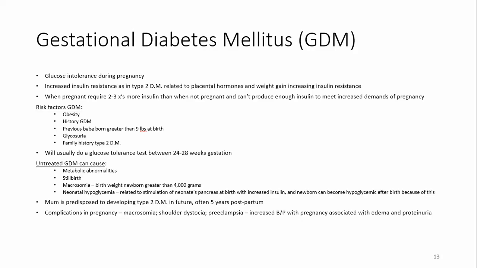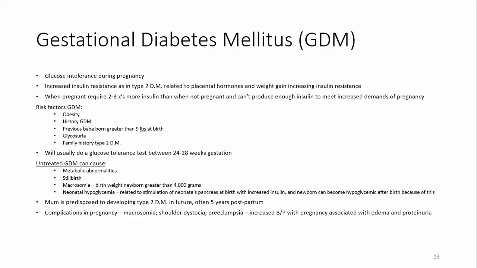Now, another type of diabetes is something called gestational diabetes. And gestational diabetes happens during pregnancy. So it's a glucose intolerance during pregnancy. There's an increased insulin resistance, and it's got to do with weight gain, and it's got to do with placental hormones and a few other things. And when you're pregnant, the body requires 2 to 3 times more insulin than when not pregnant because of the demands of pregnancy.